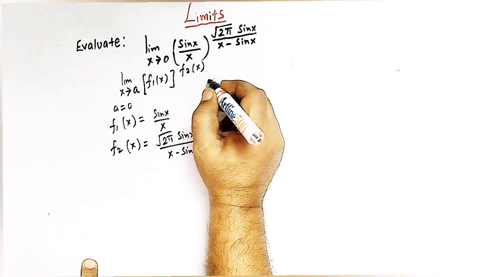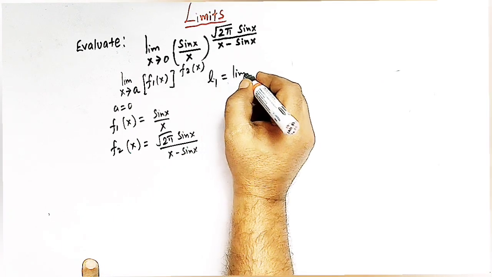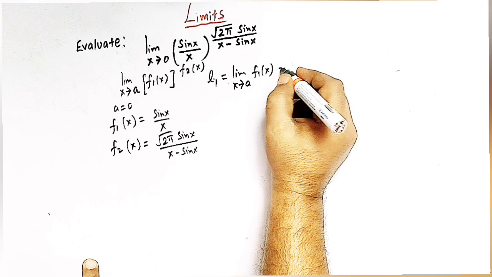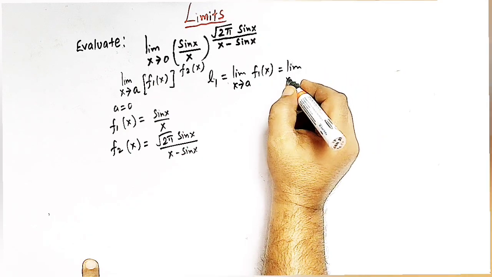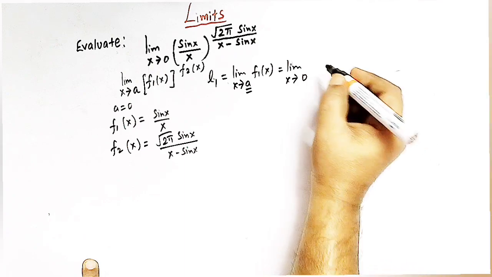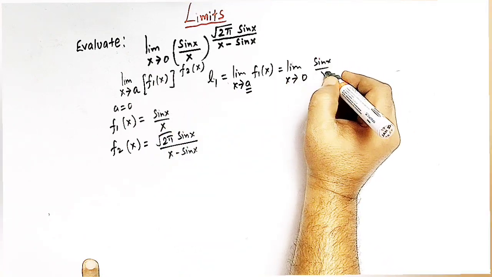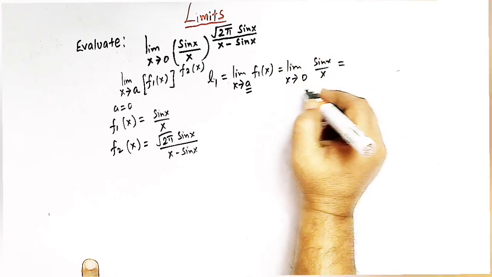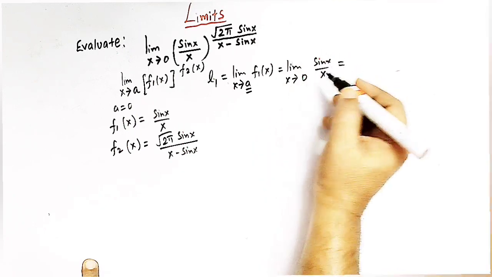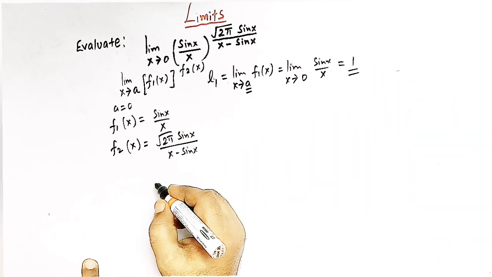So now let us find out the value of the limit L1. L1 is limit x tends to a of f1(x), and we have limit x tends to 0 because a is 0, and f1(x) is sin x over x. And we know that this is a standard result in limits: limit theta tends to 0 of sin theta over theta is equal to 1, right?